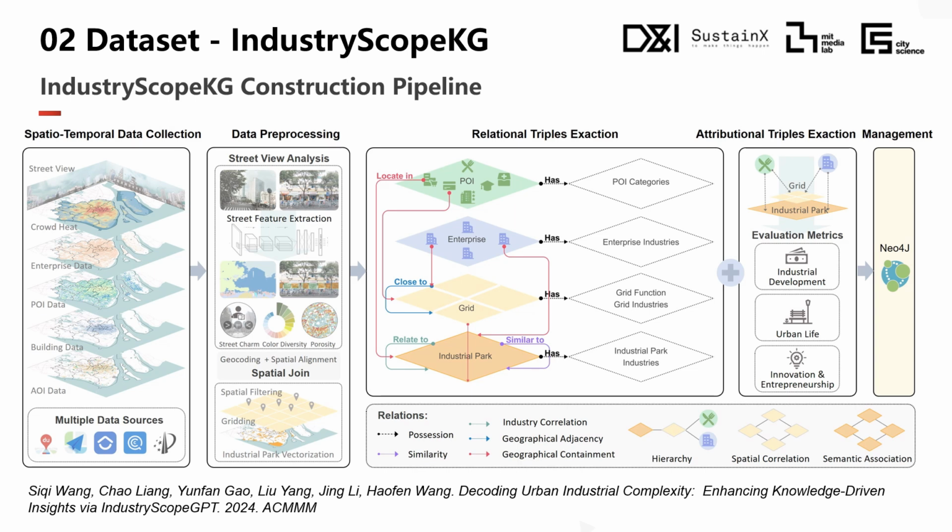We started with the spatio-temporal data collection and feature extraction. All the features were then spatially joined, mapping to scales of 100-meter grids and industrial parks. Following this, we constructed relational triples and attributional triples covering 3 quantifiable dimensions. Finally, we used the Neo4j graph database for management.